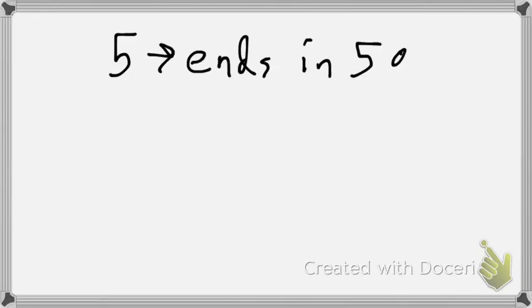5 ends in 5, okay? Or 0. So if it ends in 5 or 0, it's divisible by 5. So next, we will go over 6 through 10.